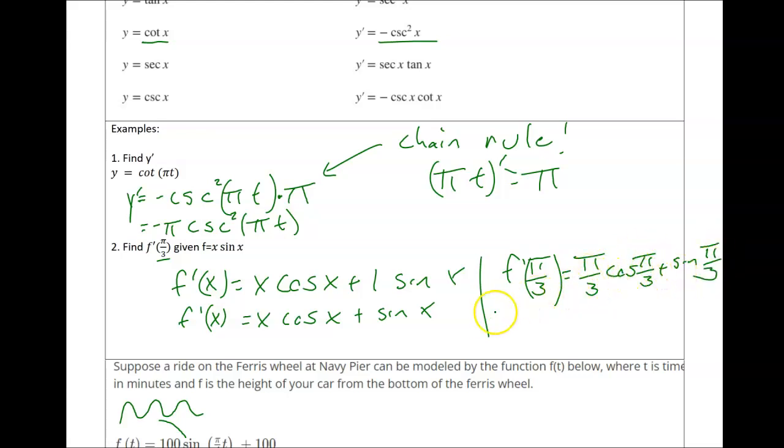So I've plugged in pi over 3 for every x that I see. And remember to evaluate these. You could use a calculator, make sure you're on radians mode, or we're going to use our old friend the unit circle. And I gave you a unit circle in this handout.